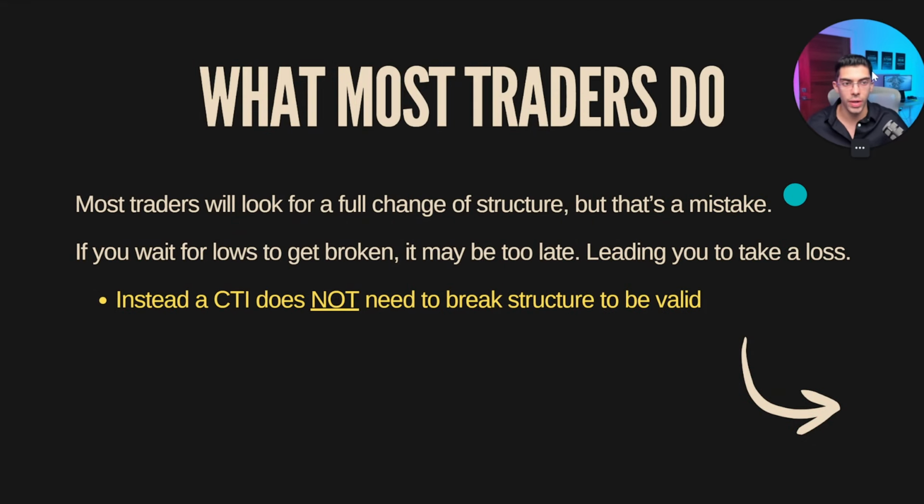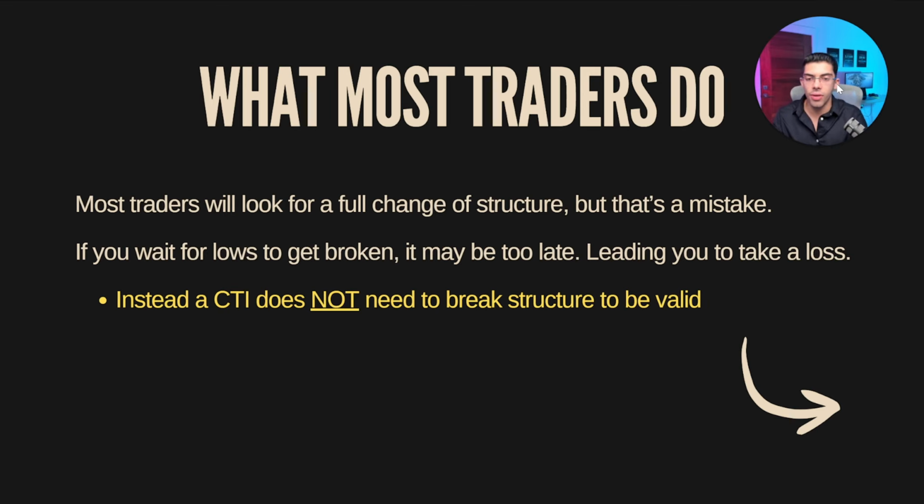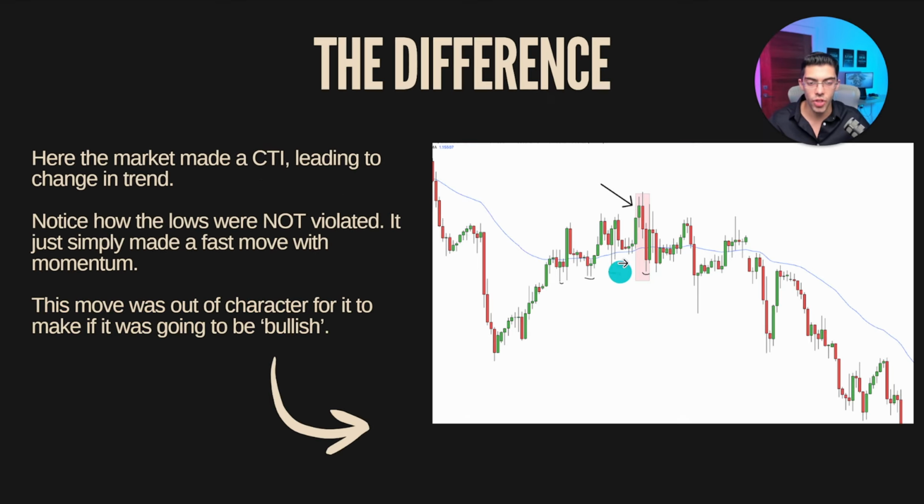Here's what most traders do. So we kind of get an idea of what's not working so that way we can avoid it and do the opposite. Most traders are looking for a full change of structure, but obviously that's a mistake. If you're going to wait for lows to get broken, then it's going to be too late, and by then you already lose the trade. Instead, a counter trend impulse does not need to break structure to be valid. Let me show you how that looks like.